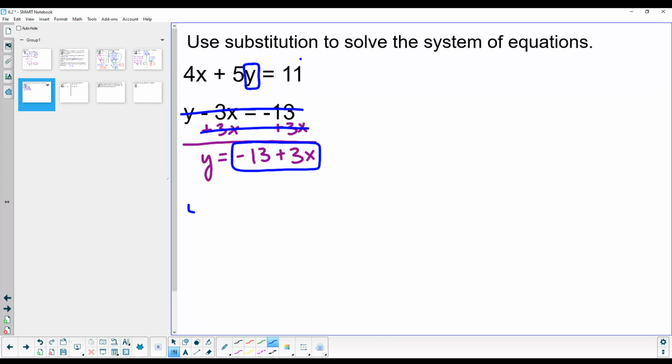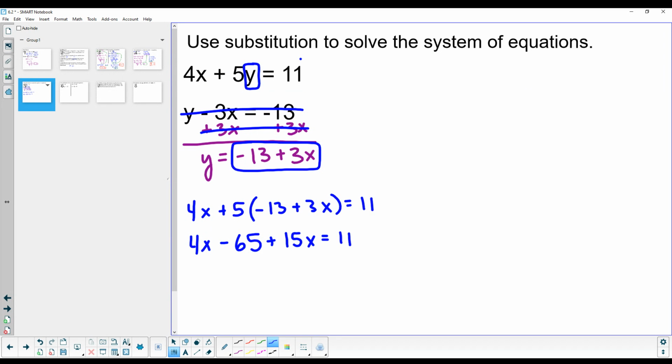So I still have 4x plus 5 times the value of y, negative 13 plus 3x, equals 11. Okay, so now when I do the distributive property, I'm going to take 5 times negative 13 and 5 times 3x. If I take 5 times negative 13, double check here so I don't write the wrong thing, negative 65, then 15x and equals 11.